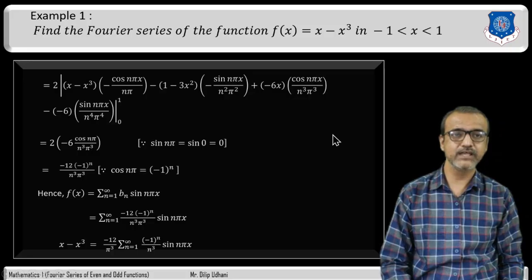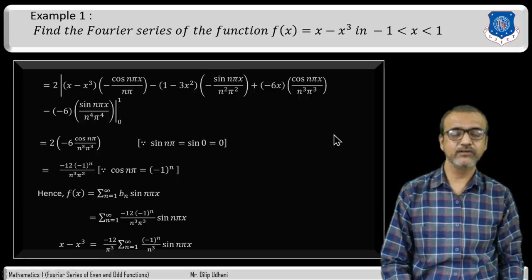So in this lecture we have discussed the basic concepts of even and odd functions and how to find the Fourier series of even and odd functions, and one example in the interval minus L to L, which was an odd function, and we have seen how to find its Fourier series.